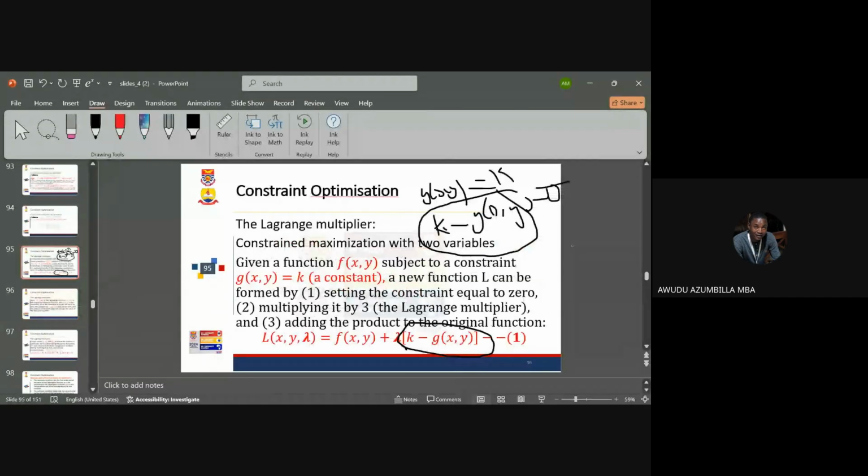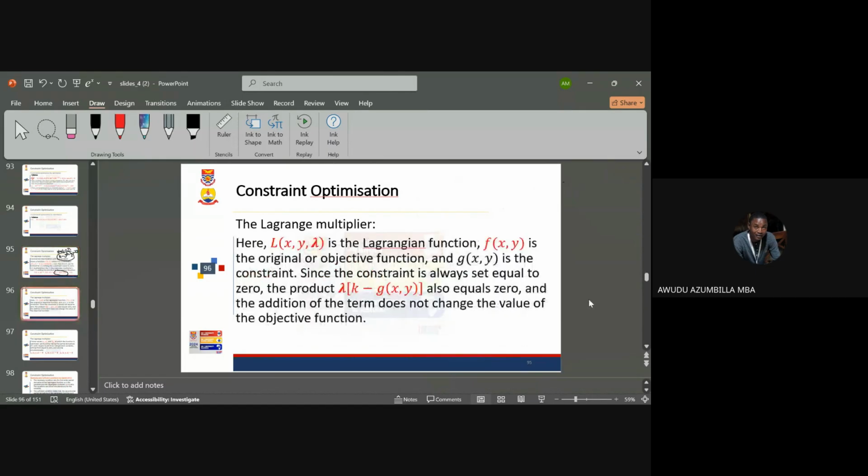So that is how we set the Lagrange. And here you can use either a minus sign or an addition sign, based on how you are making the constraint function. Now, once you are able to set the Lagrange, here is the Lagrange function. We call this the Lagrange function. The function itself is the original or the objective function that I spoke about, and g(x) is the constraint. This constraint is always set to 0, so that we can find the value of the Lagrange multiplier. You can also differentiate with respect to the Lagrange multiplier and equate it to what? 0. Okay.